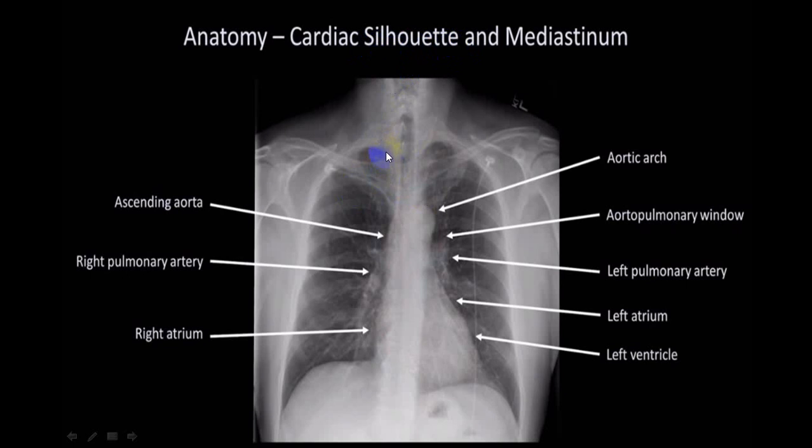So you will have to look at the margins of these different structures, cardiac structures, mediastinal structures, diaphragm, this costal margin, this border, etc. And you will be able to identify which part of the lung it belongs to.